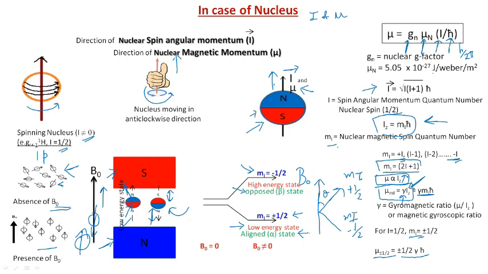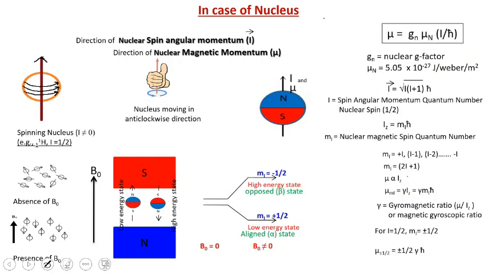I hope these terms are now clear to you. Here in this case, the energy states are generated corresponding to plus half and minus half m_I values, and the transition between these two energy states is studied under NMR spectroscopy. In the same way, in the case of an electron, the energy states are generated and the transition between the energy states is studied by electron paramagnetic resonance spectroscopy.